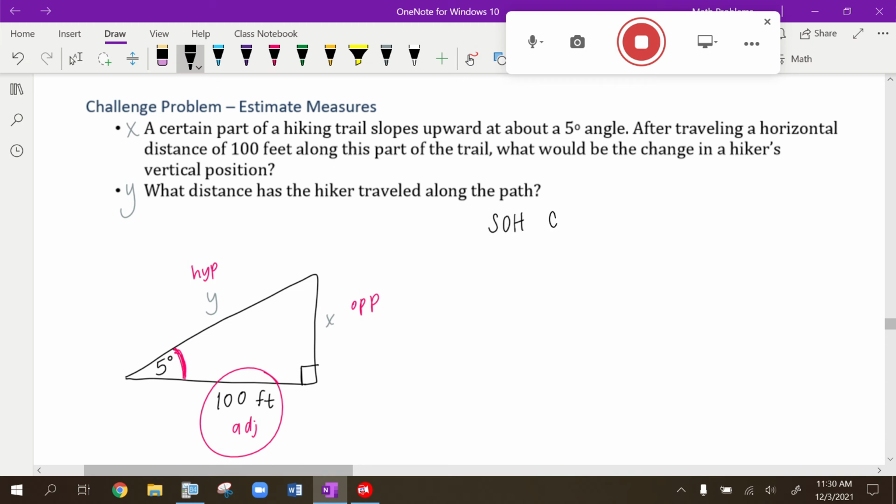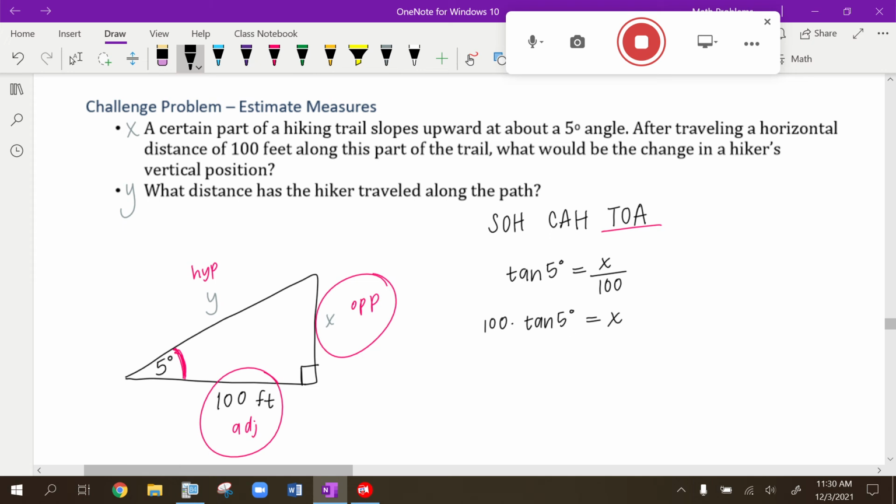Think SOHCAHTOA. It's up to you whether you want to find x or y first. Let's go ahead and find x first. It's the opposite. So I have opposite adjacent, so I pick tangent. So I'm going to write tangent of 5 degrees equals the opposite over the adjacent. Now, in order to solve for x, I need to multiply both sides by 100 to get x by itself.